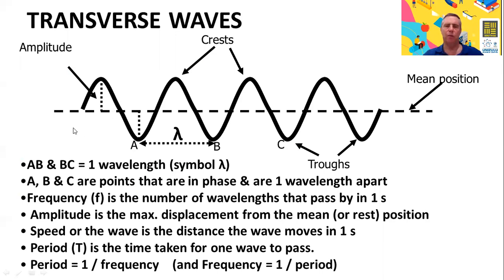Speed of the wave is the distance the wave moves in 1 second. We know that, for example, sound waves travel about 300 meters in 1 second. Light waves travel 300 million meters in 1 second. Very different. That's why we see lightning before we hear the thunder, even though they're produced at the same time. The period is the time taken for one wave to pass. So period is just the reciprocal or the inverse of frequency and vice versa.